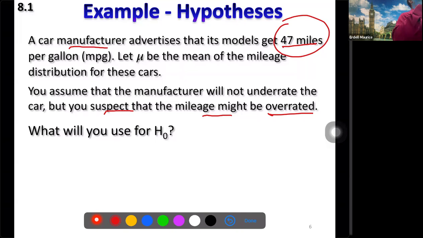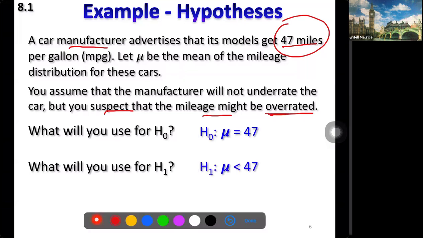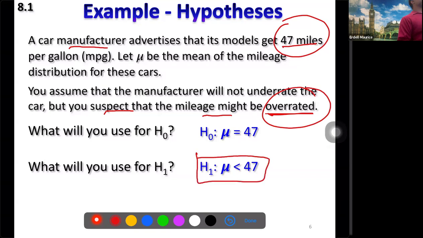Now, he said overrated, right? So let's say you buy this car and the car gives you 67 miles per gallon. Were they overrating their statement? No. So if I overrated, I'm trying to say that it's going to be less than 47 miles per gallon. Right? Think about it. If you believe they're overrating, the number they're giving you is higher than what the real number is. Yes? And so this right here will be your alternate hypothesis.